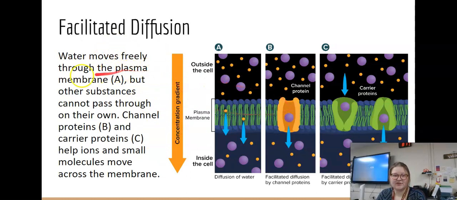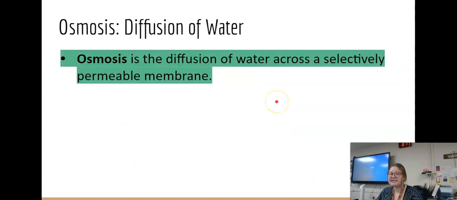So this is an example of facilitated diffusion. Water moves freely through the plasma membrane here, but other substances cannot pass through on their own. Channel proteins, which we see here in B, and carrier proteins in C, help ions and small molecules move across. A channel protein is just kind of like a pore going through. Carrier proteins are facilitated, so once something happens to open this side up, that guy is able to go through.